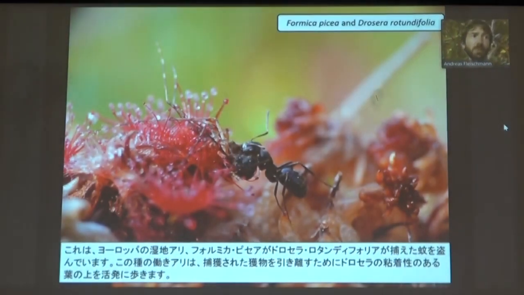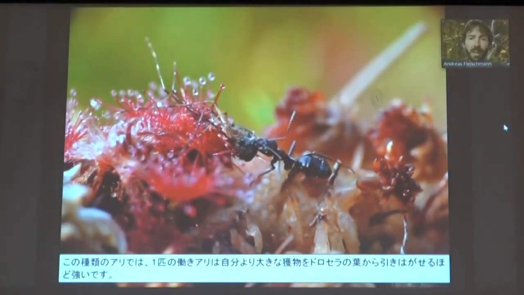Here you can see the European bog ant, Formica picea, stealing a captured mosquito from the leaf of Drosera rotundifolia. Workers of this ant species are strong enough that they actively crawl on the Drosera leaves to search for prey, and the workers of this large ant genus are strong enough to pull the prey off the Drosera leaves again. So they really steal the captured insects.